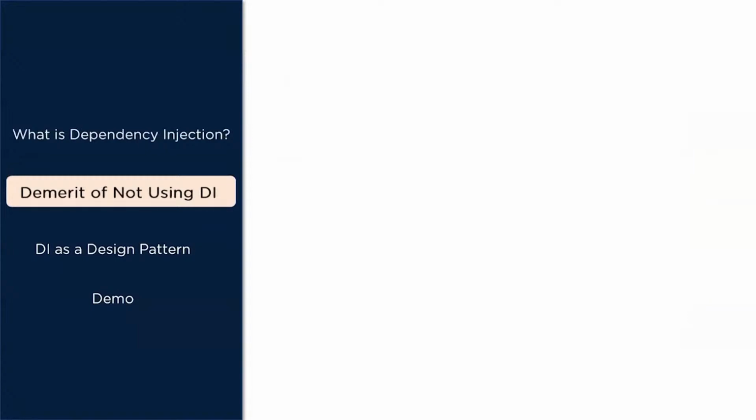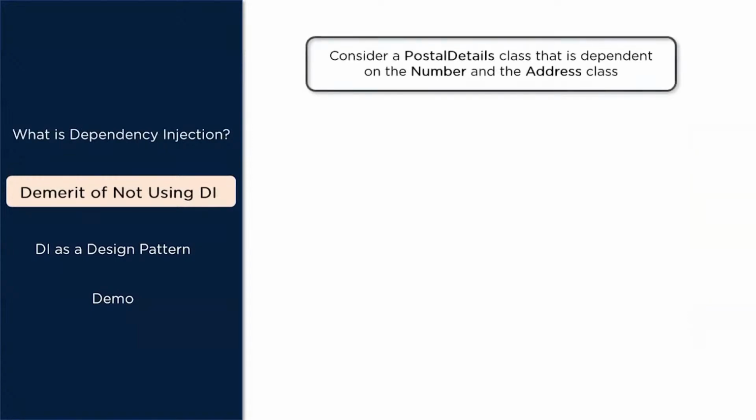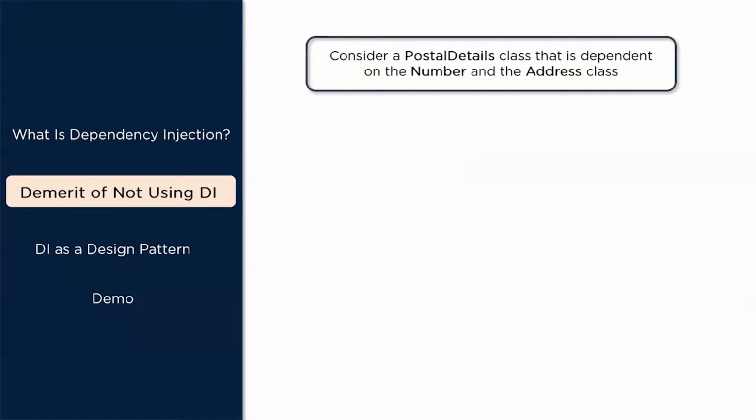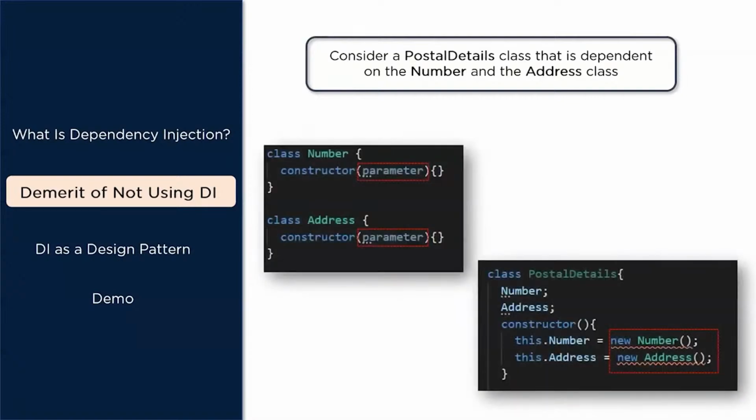Next up, let's have a look at the drawback of not using dependency injection. Now let's consider class PostalDetails that is dependent on the Number and the Address class. In the PostalDetails class, the constructor creates copies of the number and address. So when you instantiate a new PostalDetails class, the constructor instantiates a unique number and address. Now, although this looks simple, there's a problem with this code. Let's assume that the Number and Address class constructors now accept parameters. When we change the Number class, the PostalDetails class gets broken.